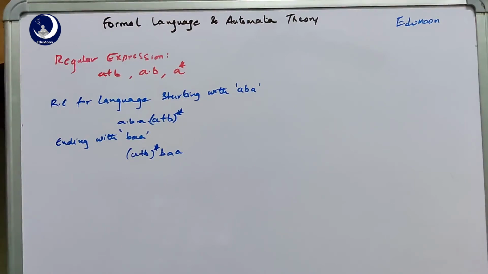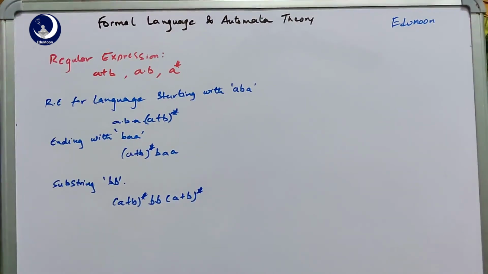And finally, let us take an example of a substring problem, where the strings have a substring bb. So that is how we write the substring bb. The bb can be present anywhere in the string, and before bb there can be any number of symbols, and after bb there can be any number of symbols.